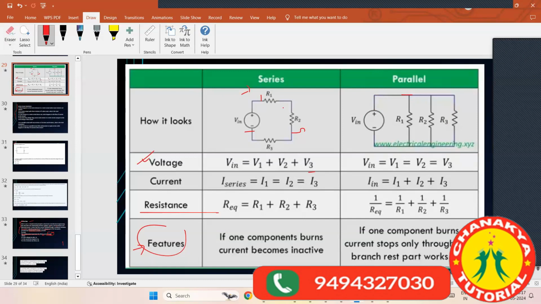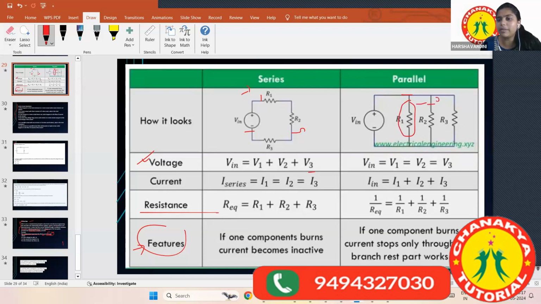Ma'am, you're trying to say that in a series, there's one disadvantage: if one burns, then the total will not work. And in parallel, if one component burns, then only that part will stop working, and the rest will all keep working. Yes, if only this part is burnt, so these bulbs are connected.